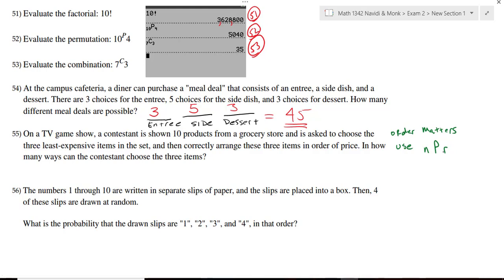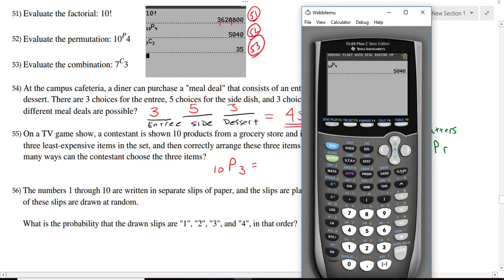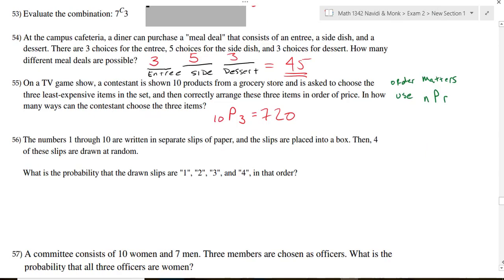With permutations, order matters. So we put the number of items we have available to choose from first, and then we use permutation, and we're selecting 3 out of those 10 items. On our calculator, we would do 10p3. Since I have this as the last thing, I'm just going to hit second enter. It brings back the last thing I typed in. Move my cursor over and change the 4 to a 3, and I've got it. That would be 720.